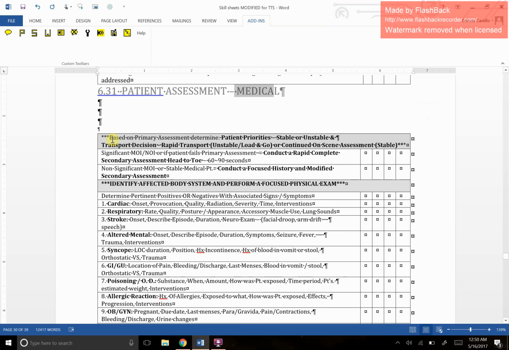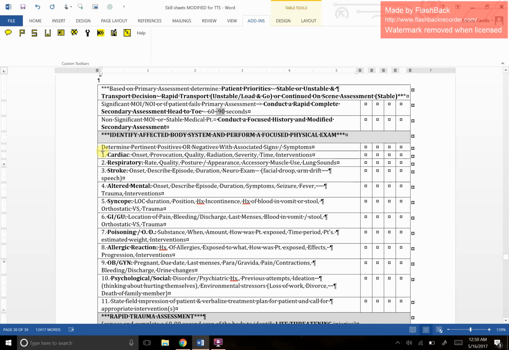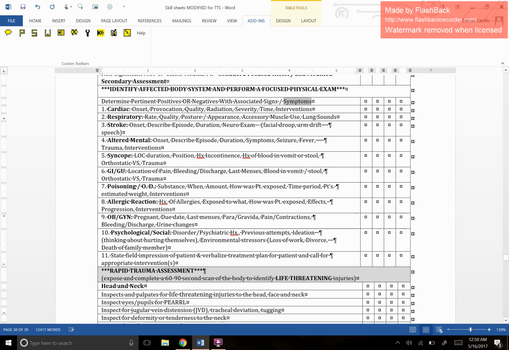6.31 Patient Assessment, Medical. Based on primary assessment, determine patient priorities: stable or unstable, and transport decision: rapid transport, unstable/load and go, or continued on-scene assessment, stable. Significant MOI/NOI, or if patient fails primary assessment, conduct a rapid complete secondary assessment head to toe, 60-90 seconds. Non-significant MOI or stable medical patient, conduct a focused history and modified secondary assessment. Identify affected body system and perform a focused physical exam. Determine pertinent positives or negatives with associated signs/symptoms.